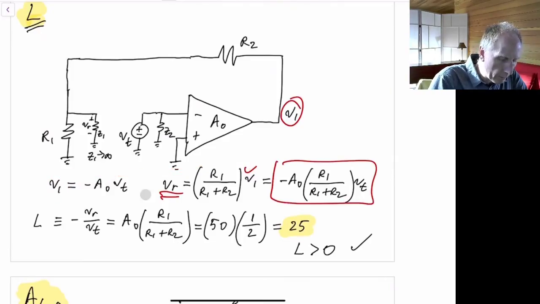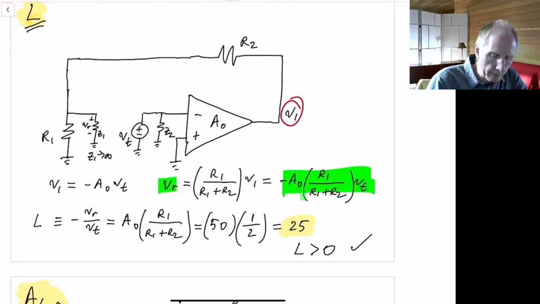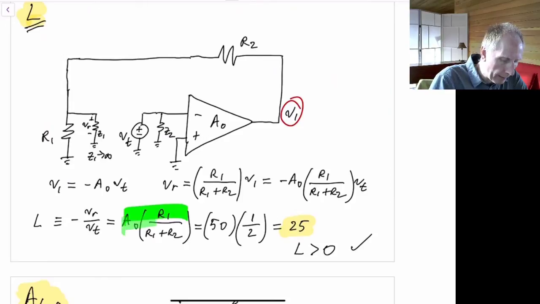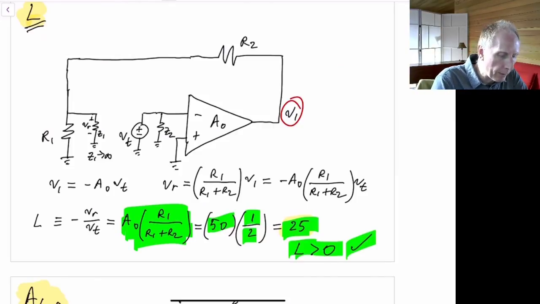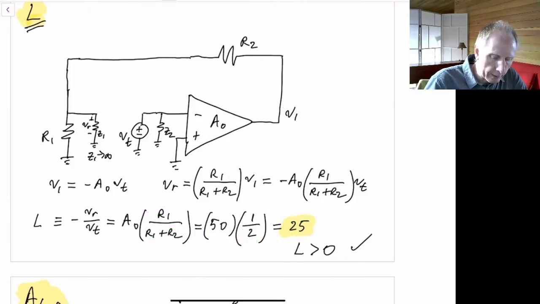So then, using this term on the right, we have an equation for VR with respect to V sub T. We can divide through by VT, put a negative sign in front, and we finally find that the loop gain is given by A0 times R1 divided by R1 plus R2. A0 is equal to 50. R1 divided by R1 plus R2, because they're both 10 kilohm resistors, works out to be 1/2. So the loop gain is 25. And L is greater than 0, as it should be. Otherwise, we would have positive feedback rather than negative feedback. So L should always be greater than 0 for negative feedback.